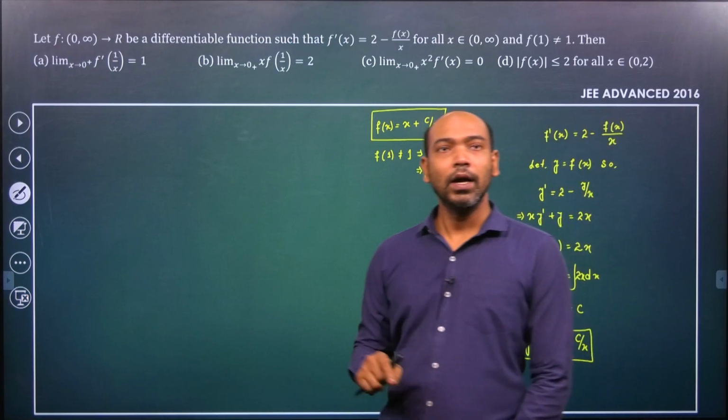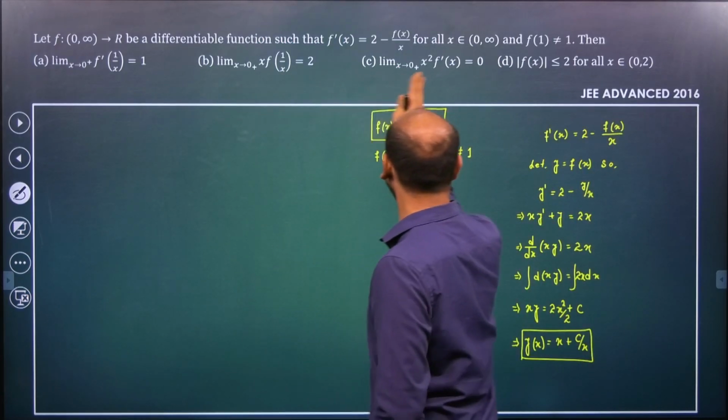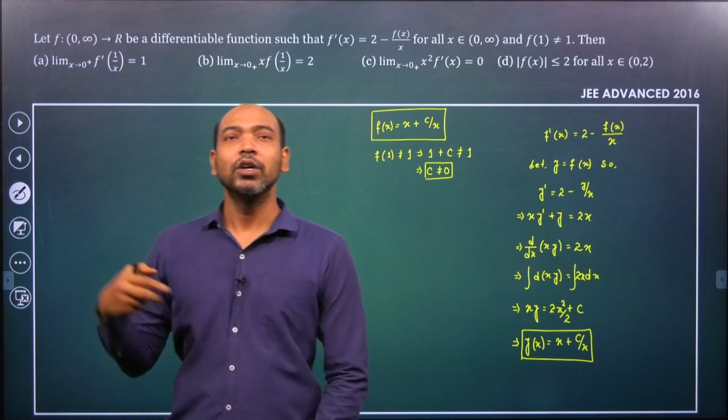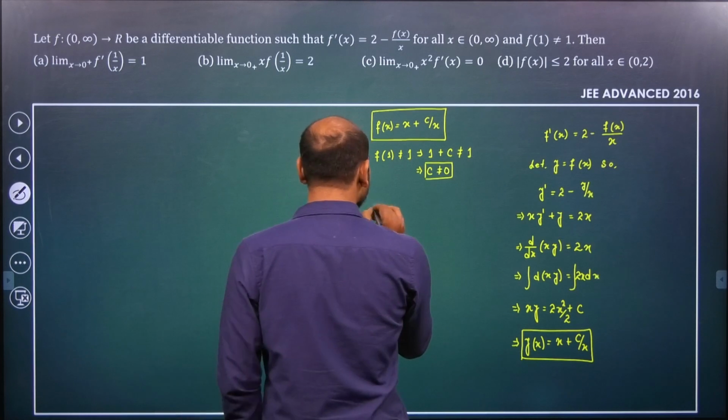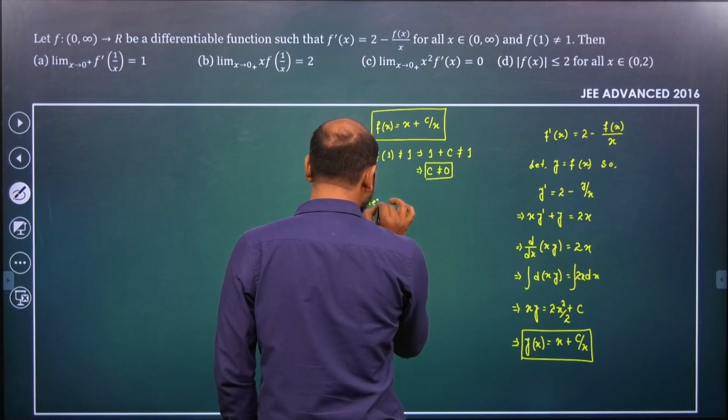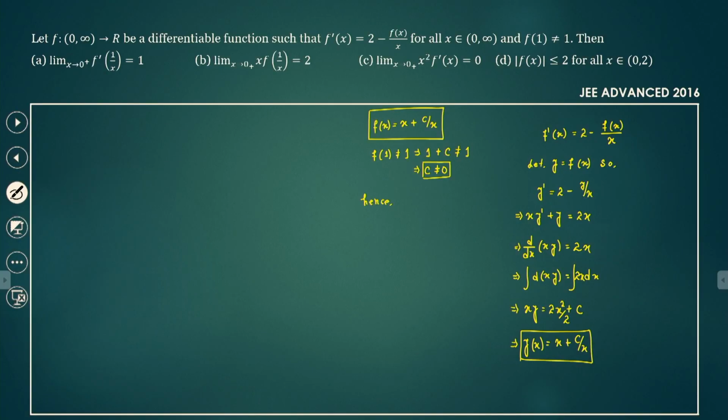That's the given info. Now see that everywhere we are talking about either f(x) or f dash(x), right? So obviously it's better to calculate f dash(x) from here, right? So we'll say that, hence by differentiating, f dash(x) is equal to 1 minus c by x square.